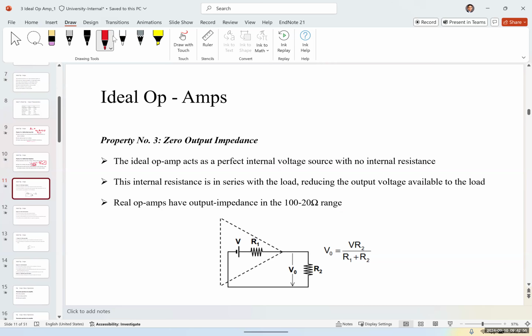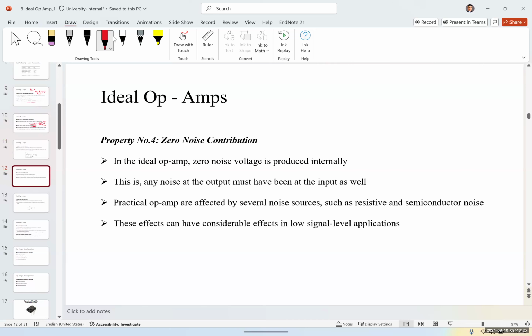Property number 3, we have 0 output impedance. Again, output impedance would be the ratio of the output voltage over its current. And it should be ideally 0, but it's usually in the range of 20 to 100 ohms. This internal resistance is in series with the load, reducing the output voltage available to the load.